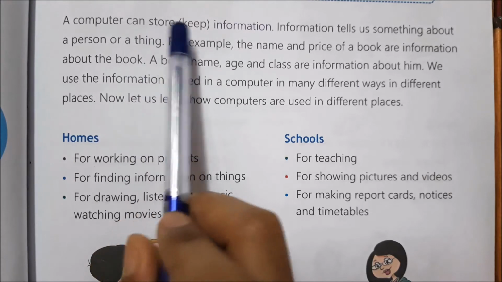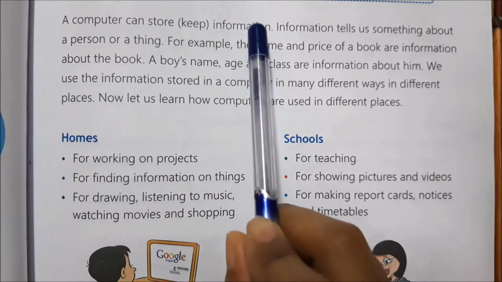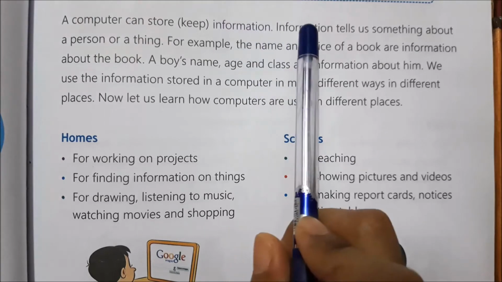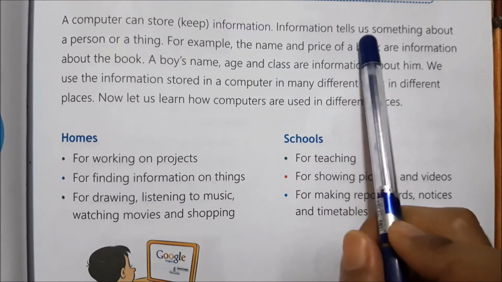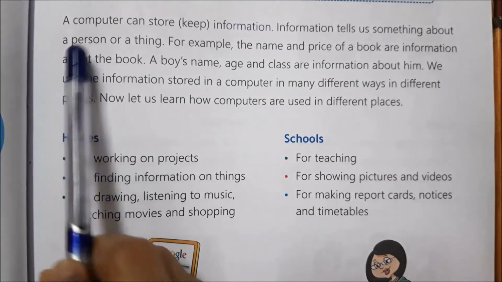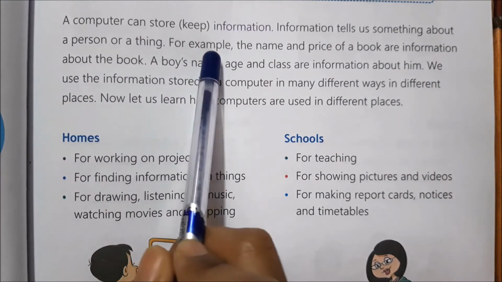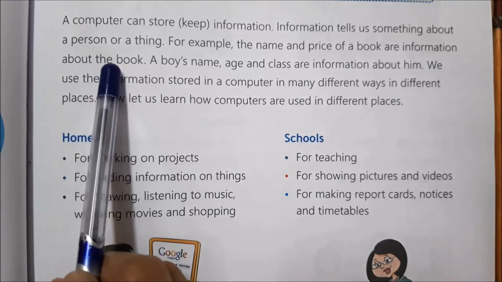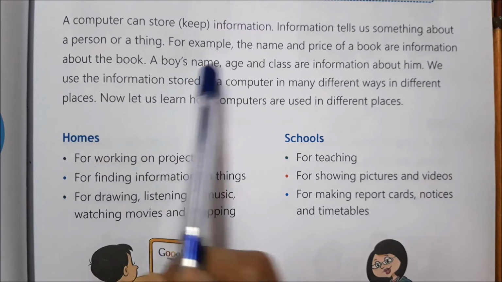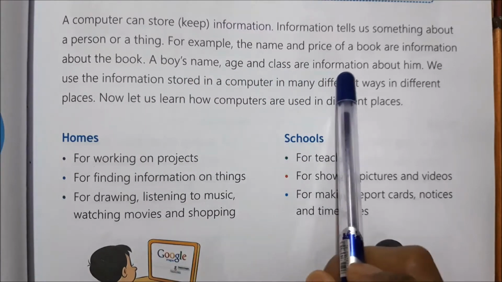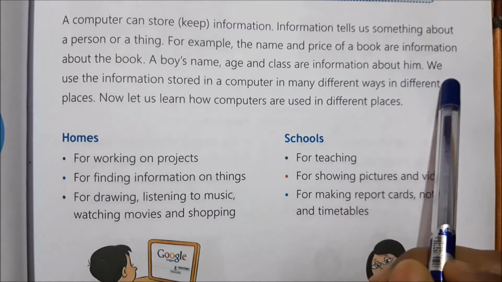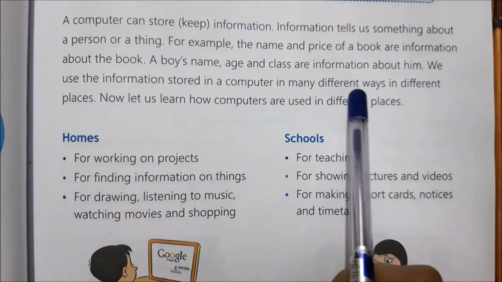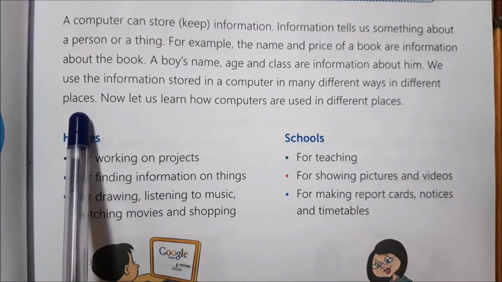A computer can store, which means keep, information. Now this is a new word for you, so learn the spelling for this. Information tells us something about a person or a thing. For example, the name and price of a book are information about the book. A boy's name, age, and class are information about him. We use the information stored in a computer in many different ways, in different places.